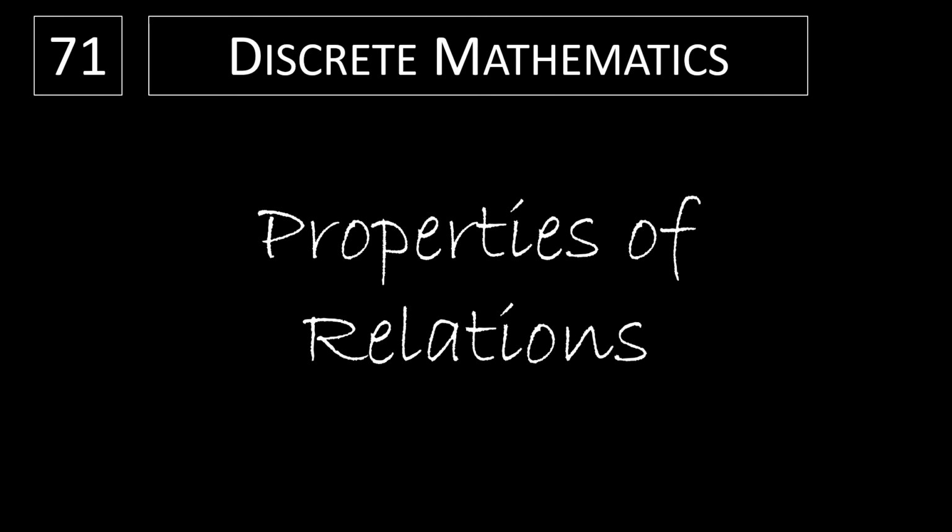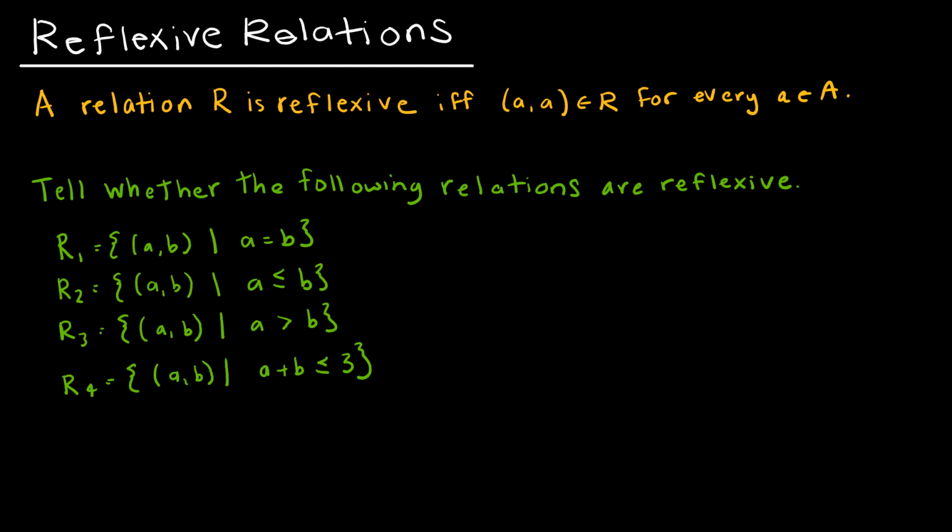We just reviewed what a relation is, and now I want to explore the properties of relations. The first property is the reflexive property, and a reflexive relation is a relation where (a, a) is in the relation. So essentially the x and y values will equal one another for all of the a's.